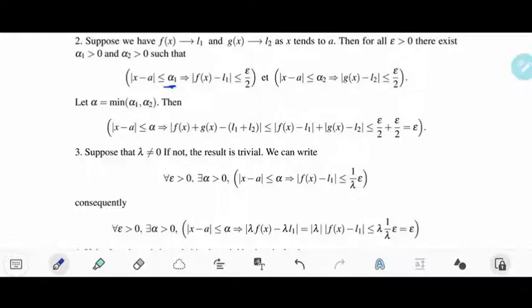So what I will do here is that if you give me a number epsilon, I will take its half. Since the property is true for any number that I choose, I will say that there exists alpha 1 such that for all x that satisfies |x - a| < alpha 1, |f(x) - L1| is less than the half of the number that you gave me, so epsilon over 2.